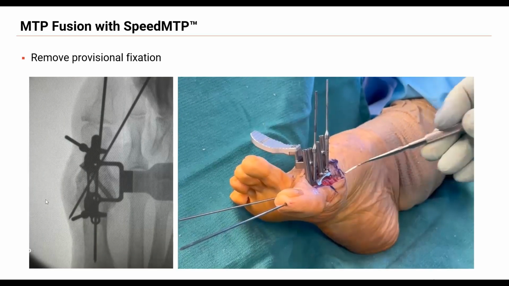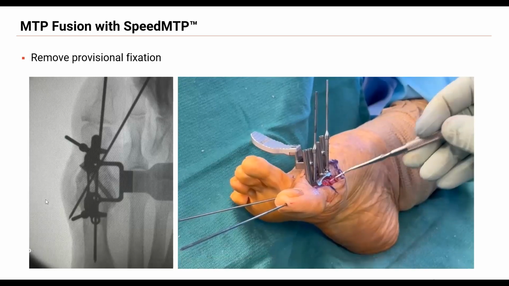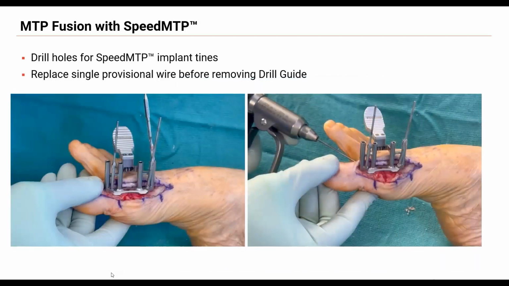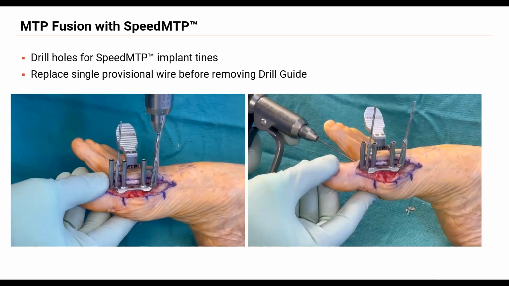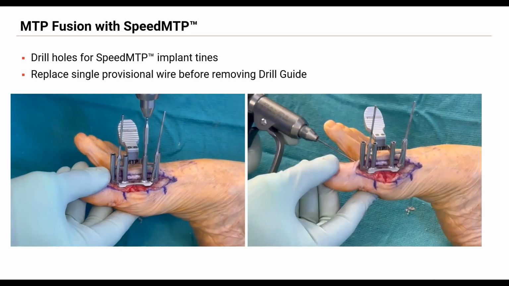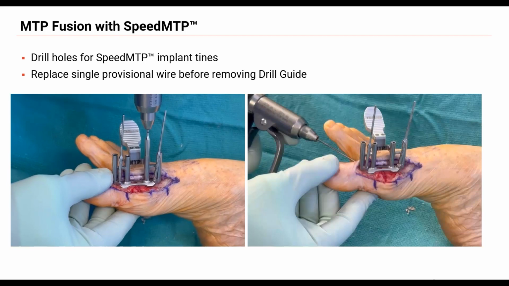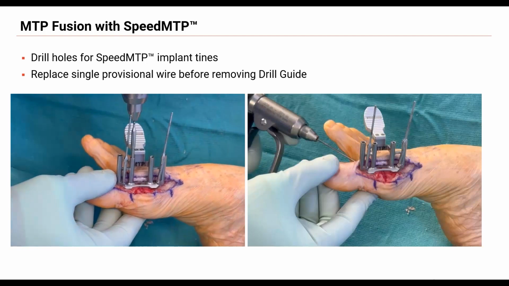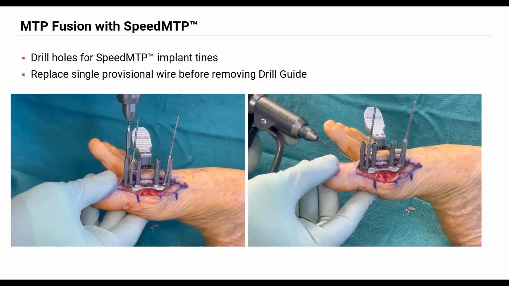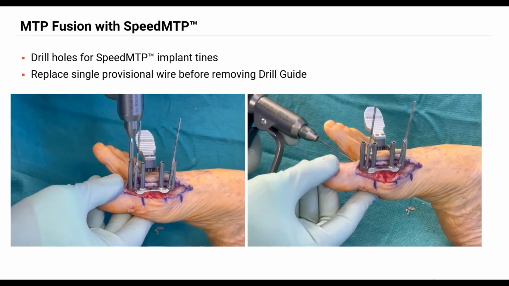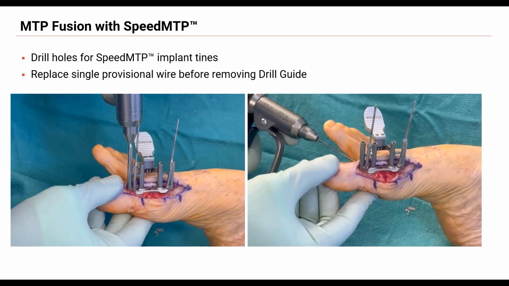So you can see here I've got everything lined up, and I've got the screw in place. Now I'm just going to drill the holes. I know there's no interference. I did have interference with the provisional fixation, the longitudinal wire, so I removed that. There's no reason to have that anymore because you see that fixation in the Speed MTP guide itself. Go to the next slide.